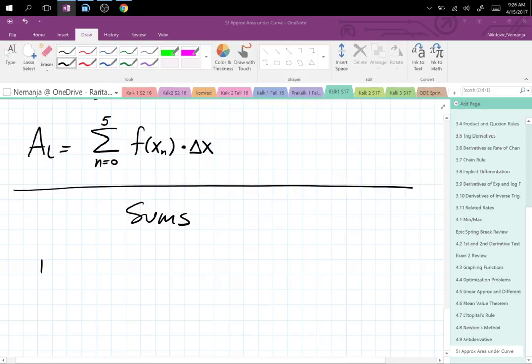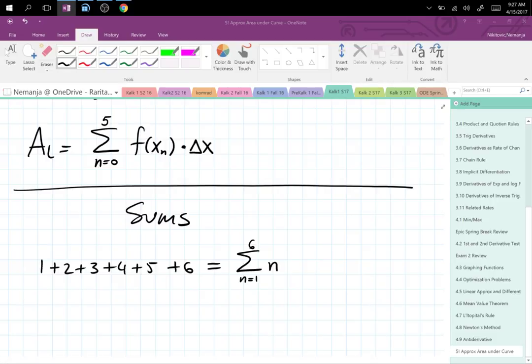I can say 1 plus 2 plus 3 plus 4 plus 5 plus 6 is actually summation of n, where n goes from 1 to 6. It is a notation. So you're learning the way to write something shorter. This is us defining something so we can be efficiently lazy. That's all it is.